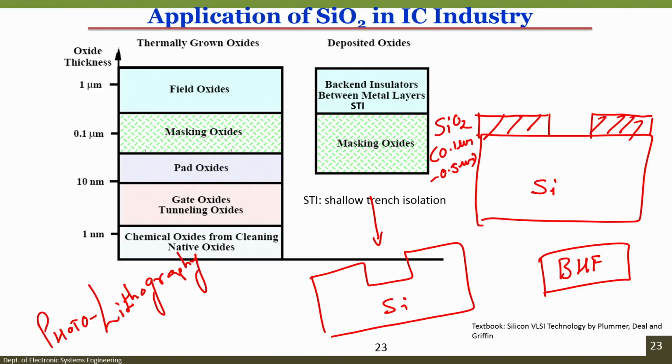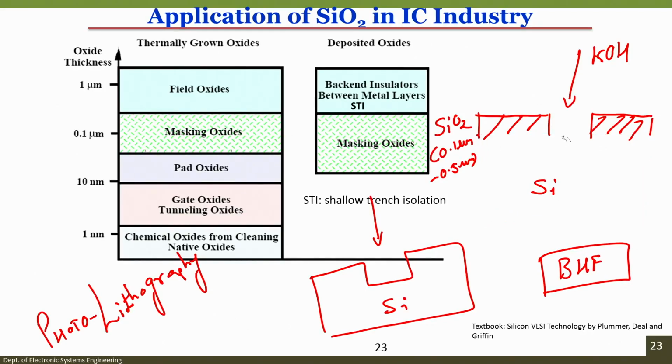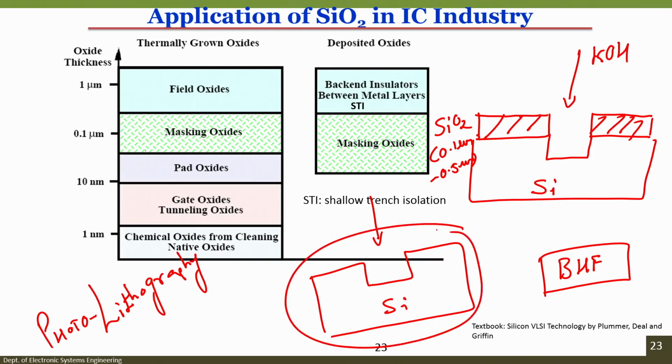After this, I can dip this wafer in potassium hydroxide. What will happen? Silicon will start etching, but silicon dioxide will not get affected. Why will it not get affected? Because KOH cannot etch silicon dioxide. So, if you see the screen, if I dip the wafer in KOH, then I will get this kind of etching, right. What we want is the pit in silicon, right.